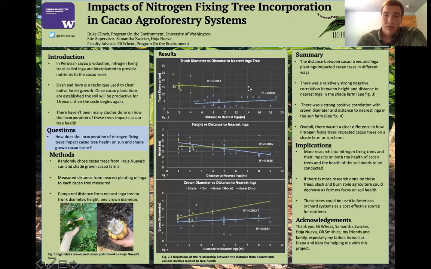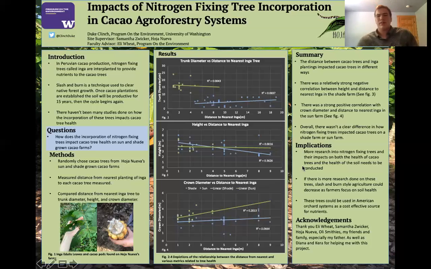ways. There's relatively strong negative correlation between height and distance to nearest Inga in the shade farm. You can see in figure 3 here, right here on the blue line. This means that as cacao trees were closer to Inga plantings, they actually became taller. And then there's a strong positive correlation in figure 4 between crown diameter and distance to nearest Inga in the sun farm. And you can see that with the green line here, meaning that the crown diameter became smaller the closer they became to Inga plantings.